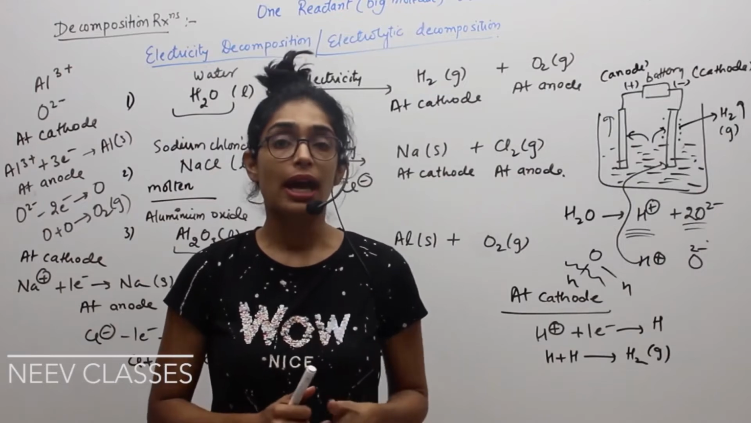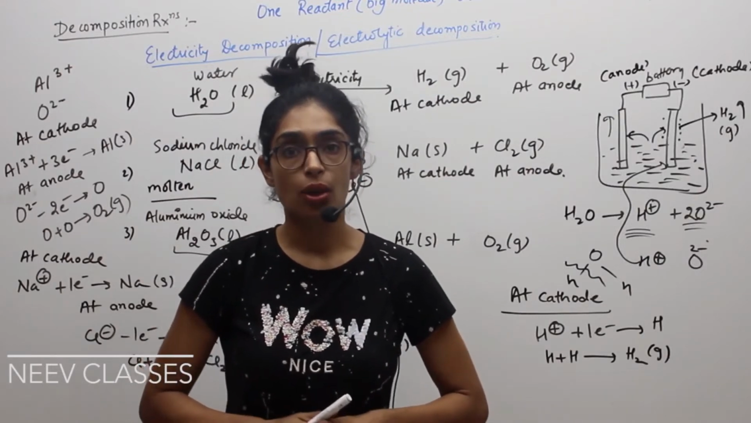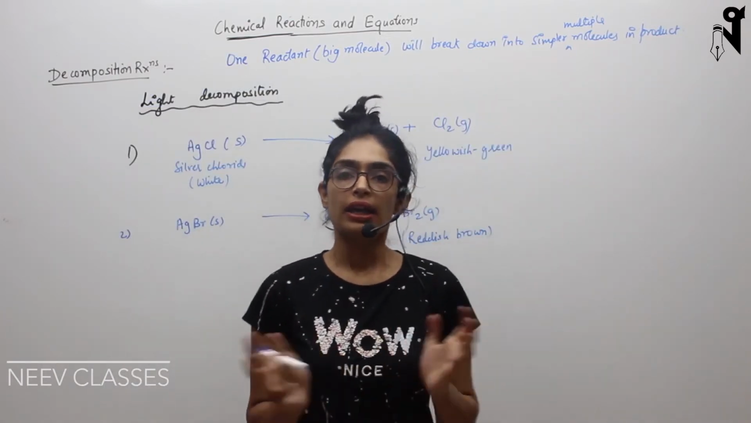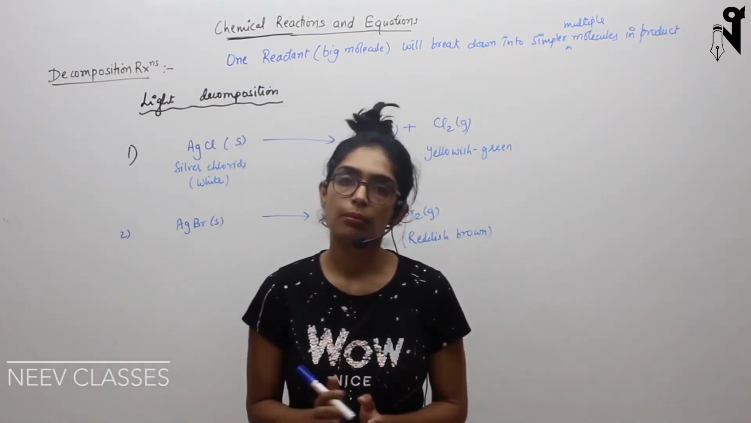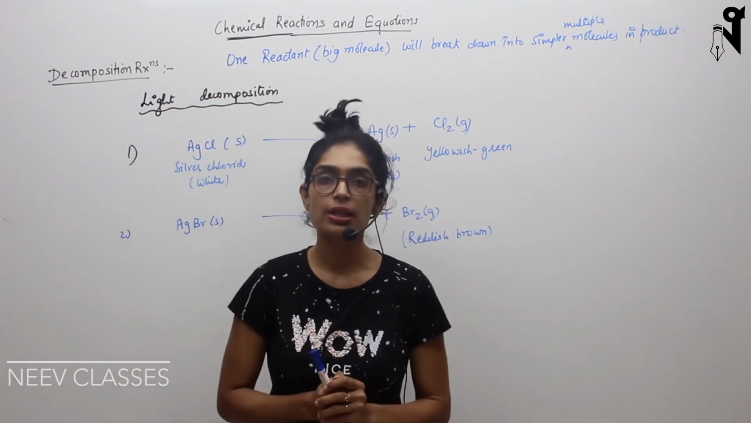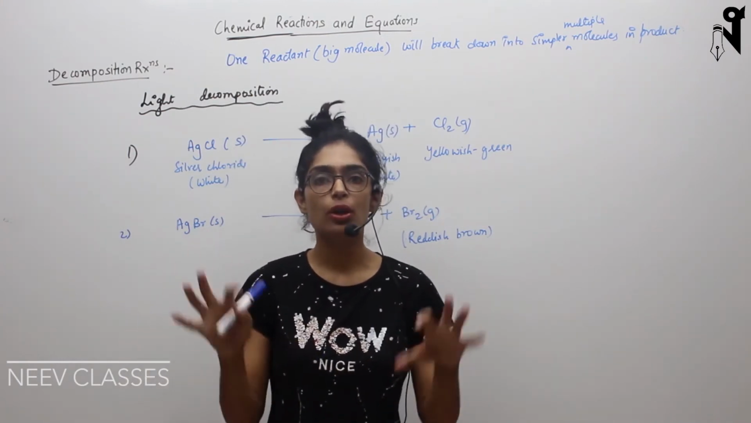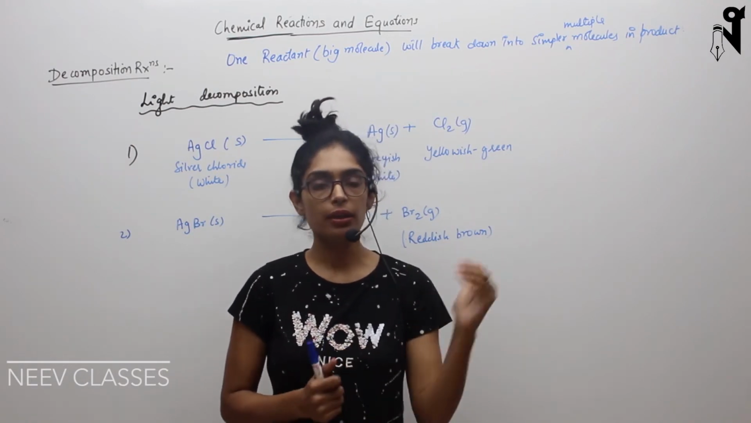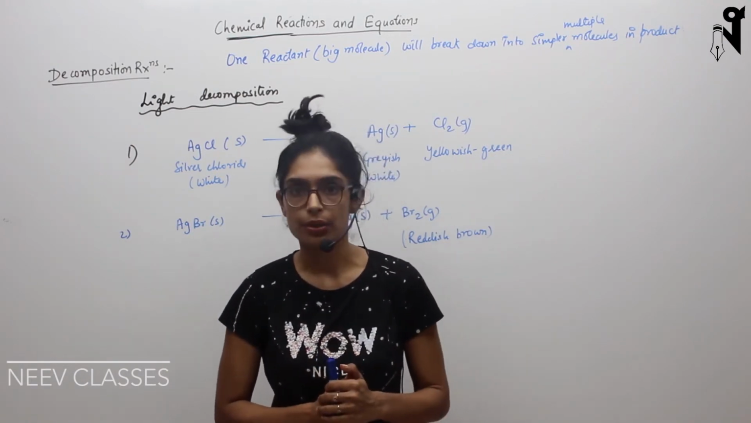Okay. Next and the last type is light decomposition. So next is light decomposition. And light decomposition is again the same thing. When light falls upon a particular molecule which is sensitive to light, it will break its bonds and the molecule will break down into smaller molecules. So here the bond breakage happens through the light energy.